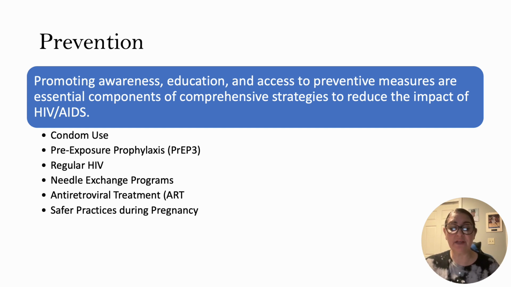Regular HIV testing. Knowing one's HIV status through regular testing enables early detection and timely intervention. Needle exchange programs, providing clean needles and syringes to IV drug users, help reduce the risk of HIV transmission. Antiviral treatment, or ART, for individuals with HIV: adhering to an antiviral therapy can suppress the viral load, reducing the risk of transmission to others. Safe practices during pregnancy. Proper medical care and antiviral drugs during pregnancy can significantly reduce the risk of mother-to-child transmission.